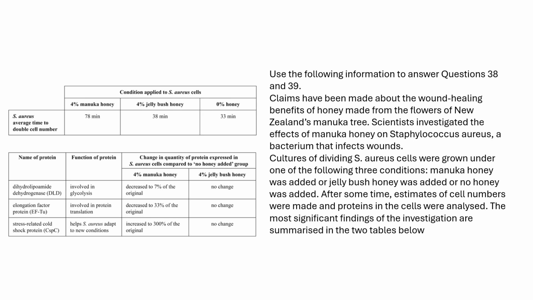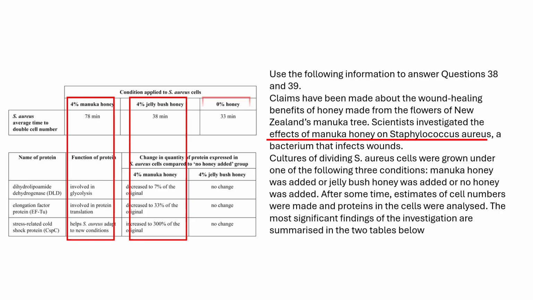Scientists investigated Manuka honey's effects on Staphylococcus aureus, a wound bacterium. S. aureus cultures were grown under three conditions, with Manuka honey, jellybush honey, or no honey.